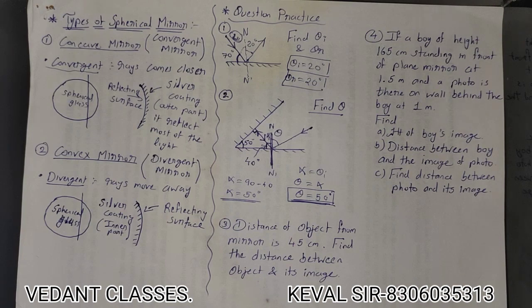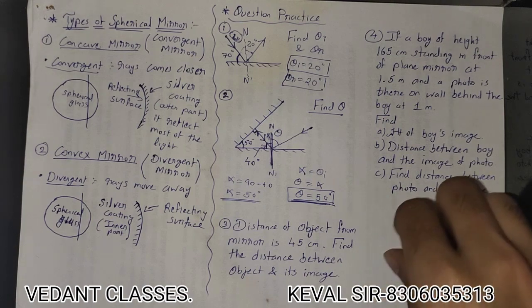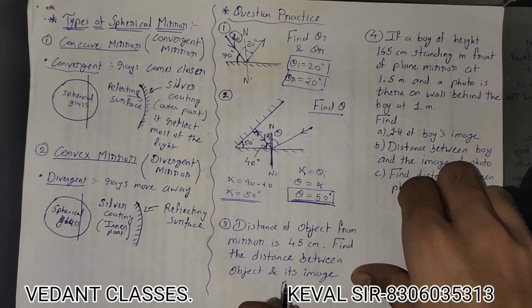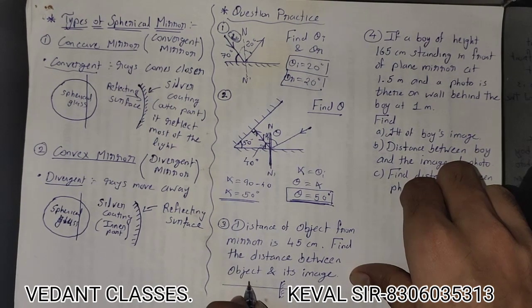Now let's see the third question. In the third question, the distance of the object from the mirror is 45 centimeters. Find the distance between the object and its image. Let's consider that this is a plane mirror. An object is placed somewhere over here. This is our object. Now this distance is given as 45 centimeters. So at what distance will its image form? Its image I will form at the same distance.